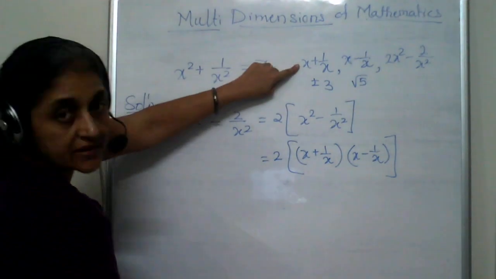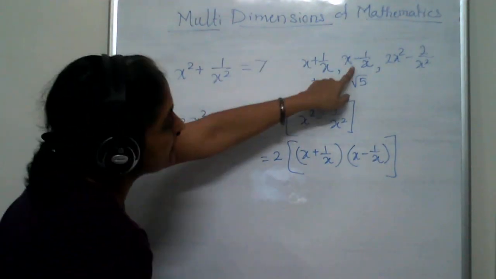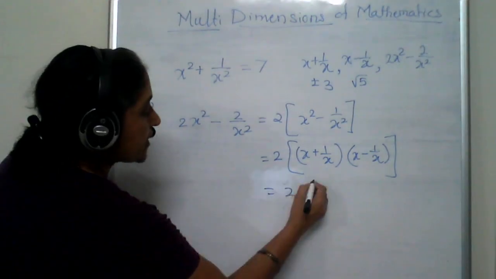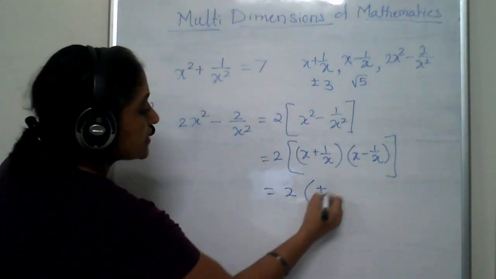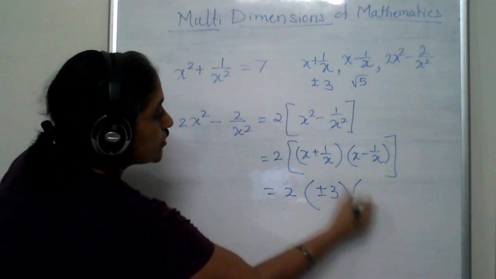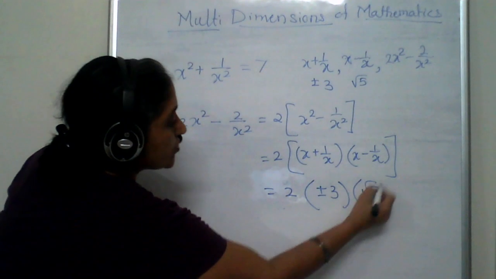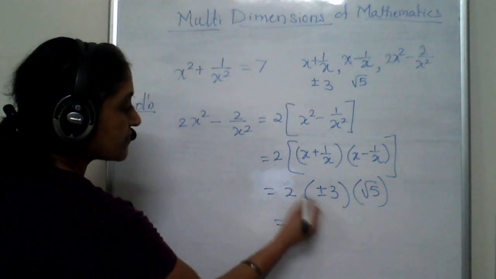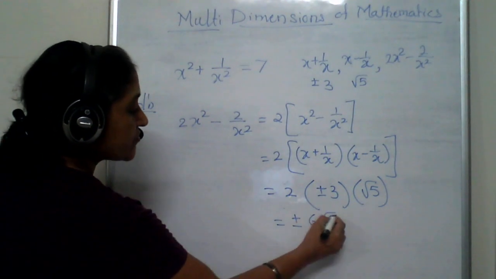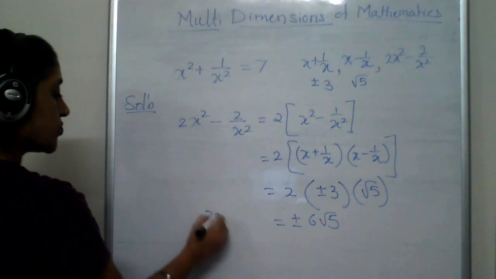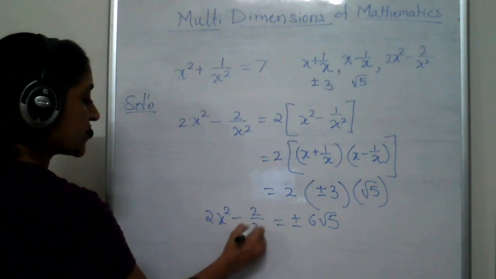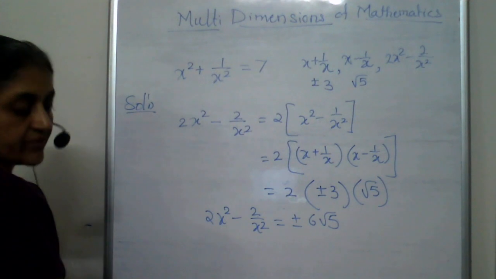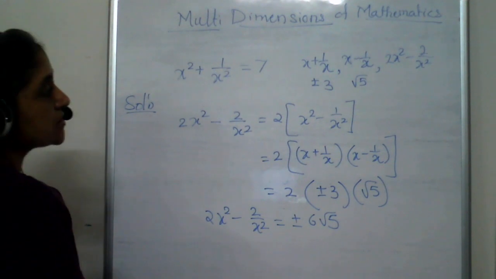Now what happens here? We already got x plus 1 upon x and we have x minus 1 upon x. Now see, 2 into bracket, what is this? Plus or minus 3 into root 5. Root 5 will remain same only, but these two can get multiplied. Plus or minus will remain 6 root 5. What is 6 root 5? 2x square minus 2 upon x square is plus or minus 6 root 5. This is what the question is about.